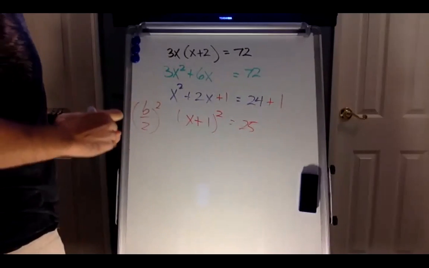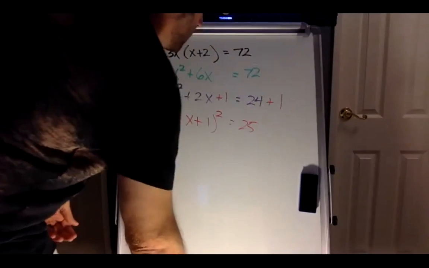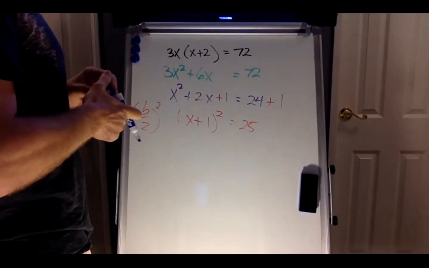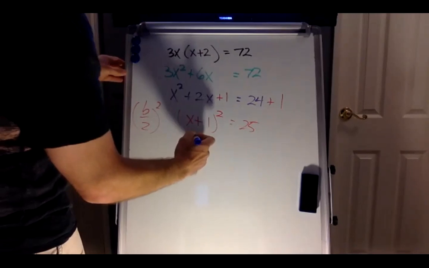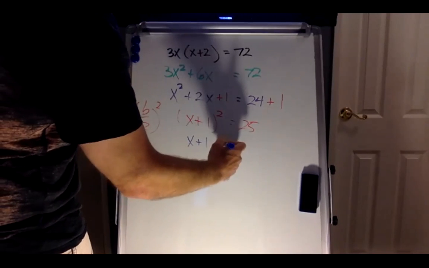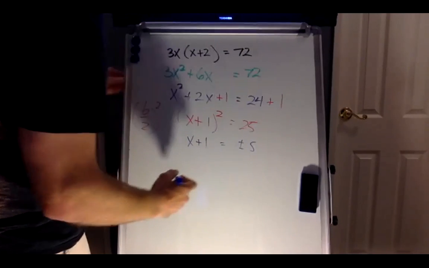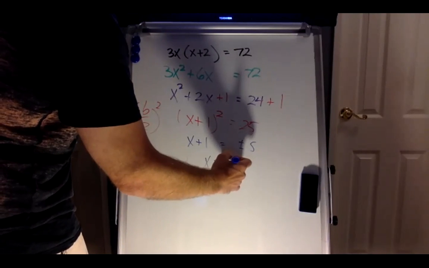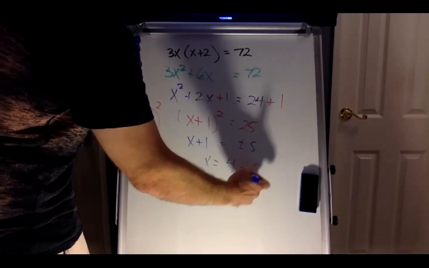Oh, that came out nicely. And if it comes out nicely, it means that you could have done it a traditional way and it would have worked out nicely the other way. Okay, square root gives you plus or minus 5. And then x is equal to negative 1 plus 5 is 4, and negative 6.